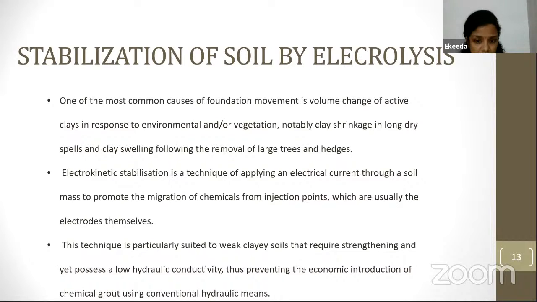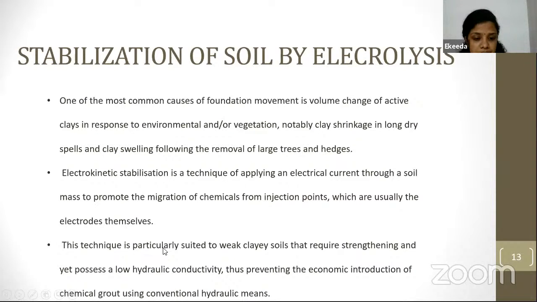Electrolyte stabilization, or electrolysis, is a technique of applying an electrical current through the soil mass to promote the migration of chemicals from injection points, which are usually the electrodes themselves. So when you apply chemicals, electrolysis can also be applied through the soil mass. The electric current is passed through the soil mass, whereby the water present inside the voids splits into hydrogen and OH negative. That is how the reaction takes place when you apply current through the soil mass.